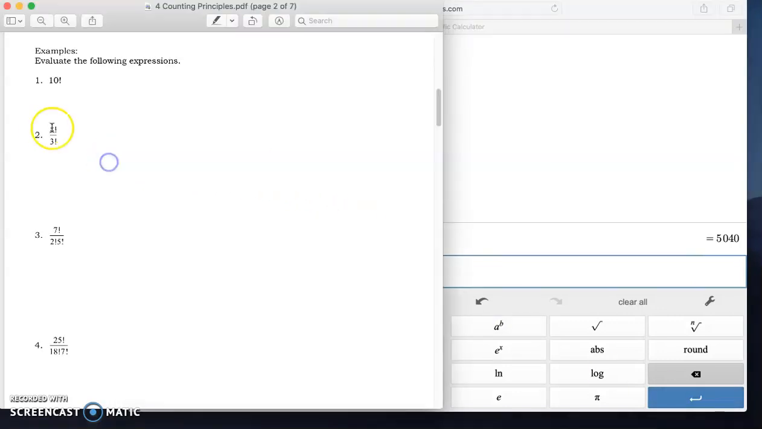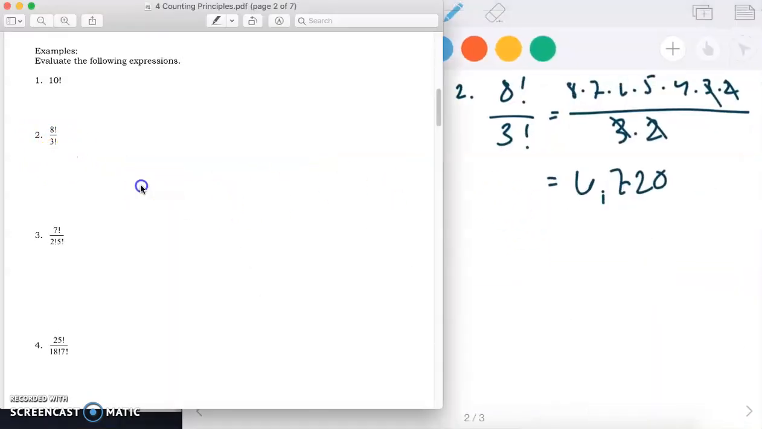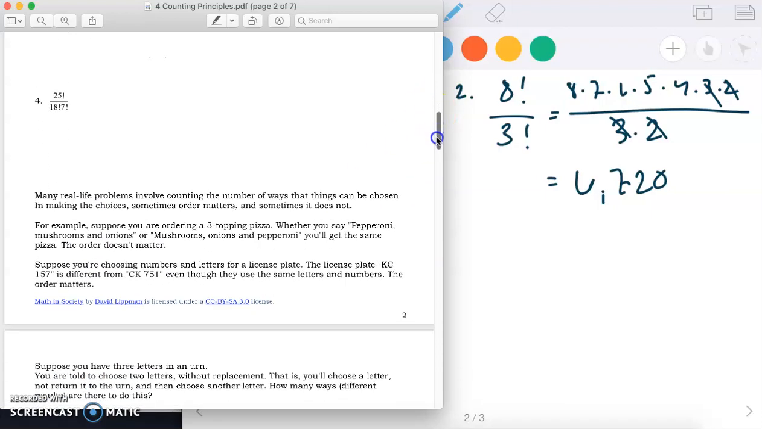You should understand the process of factorials, especially in this example, because you see here how you were able to cancel out some numbers. It actually helped you. So that's an important thing to understand. If you have any questions about that, let me know.